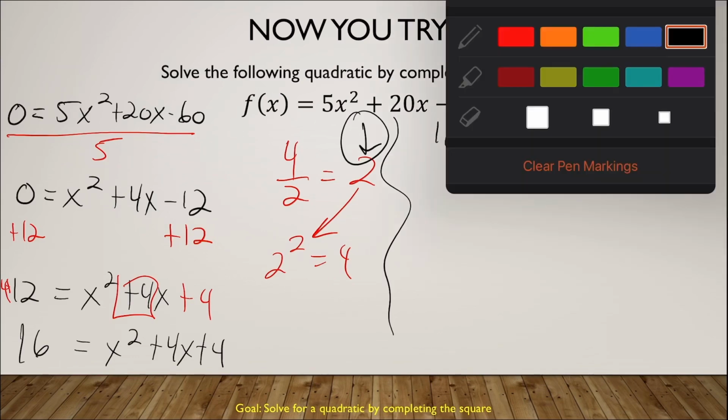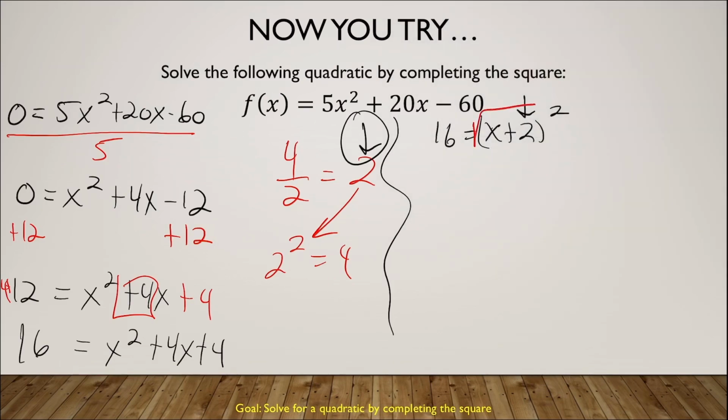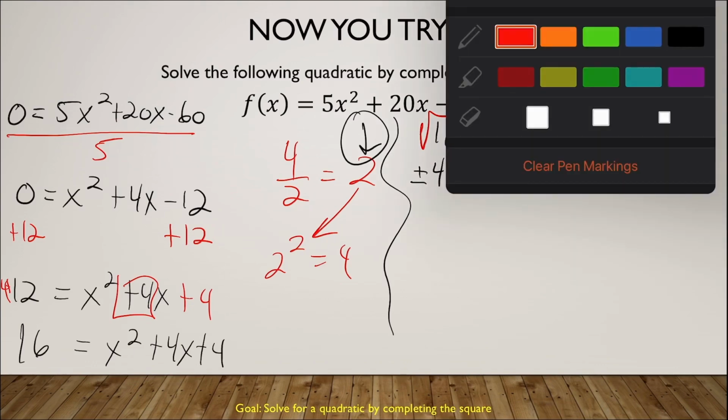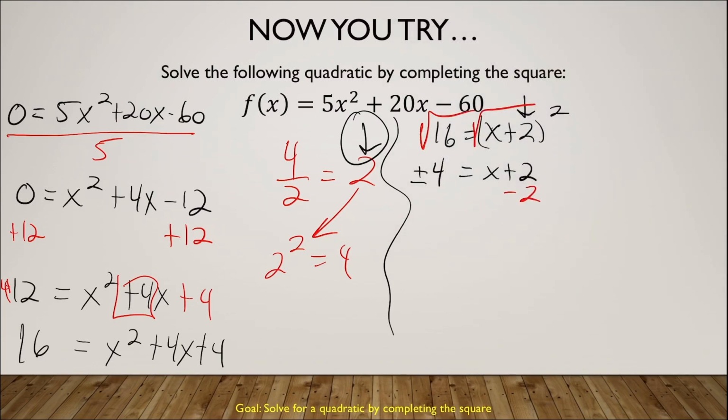We're going to take the square root on both sides. But something cool happens here: plus or minus the square root of 16 gives me plus or minus 4. We actually have the square root of 16. It's a perfect square. Equals x plus 2. Now we can subtract 2 from both sides. And I get negative 2 plus or minus 4 equals x.